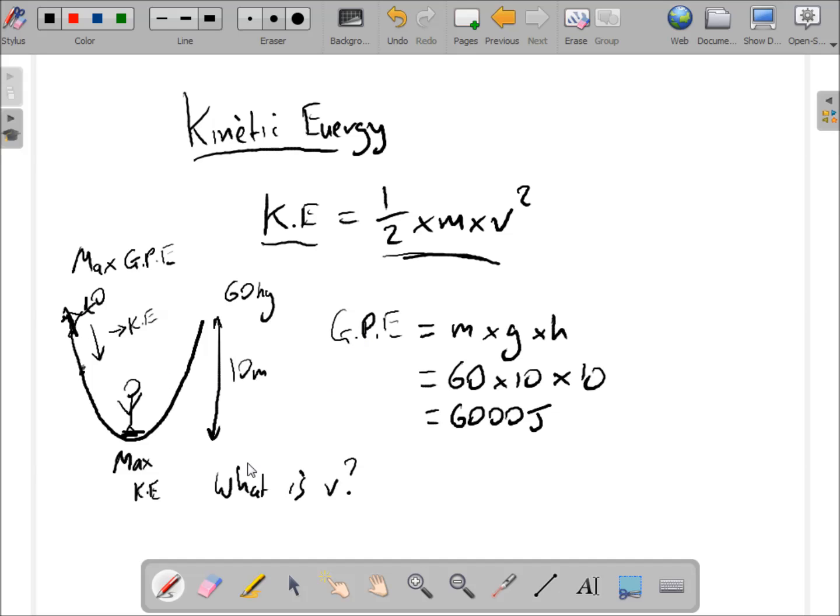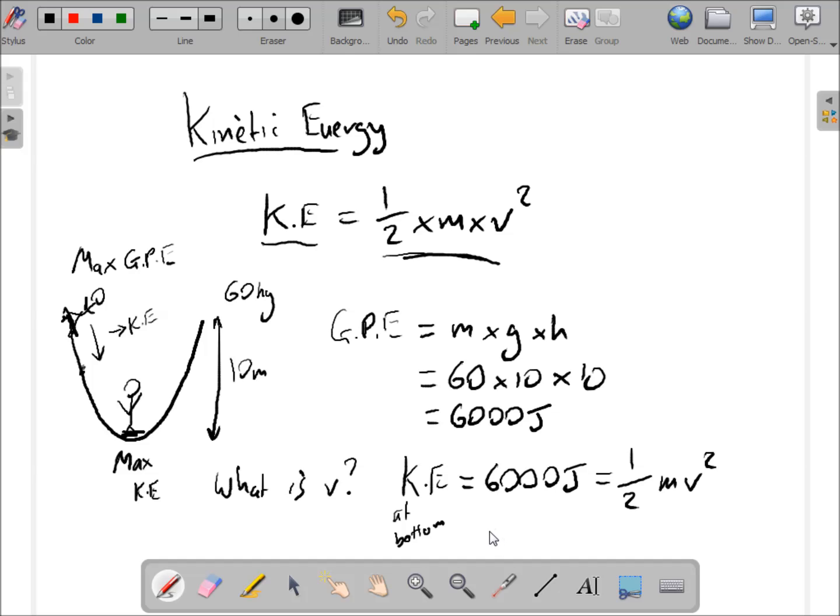So when he gets to the bottom, he's now got none of that gravitational potential energy. All of that, assuming no friction, has been changed into kinetic energy. So we can by rights say that the kinetic energy at the bottom is going to be 6,000 joules as well. And we can make that equivalent to our equation from before, half mv squared. And we're starting to see how we can calculate that v.